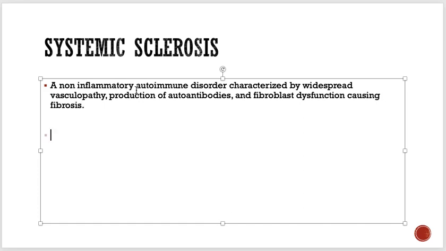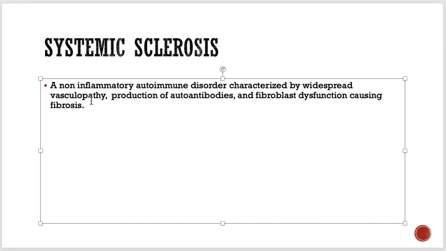Now, first of all, this is not a clinical definition, right? Because whatever is written over here, widespread vasculopathy, is a pathological term. What things occur clinically, we are not sure by this definition. Production of autoantibodies again can be seen on testing, and fibroblast dysfunction causing fibrosis. So you can say this is not a clinical definition.